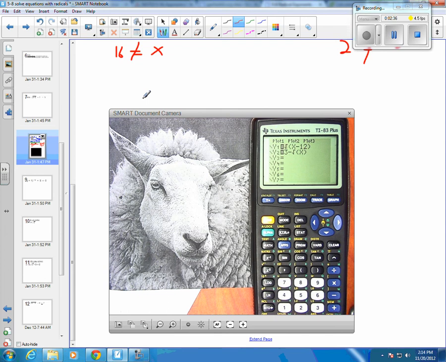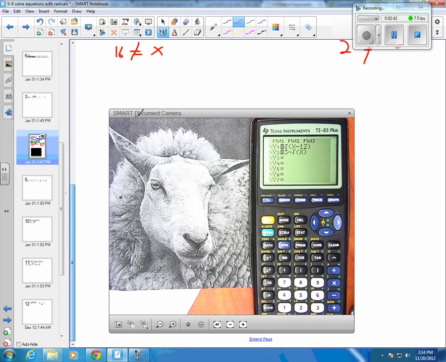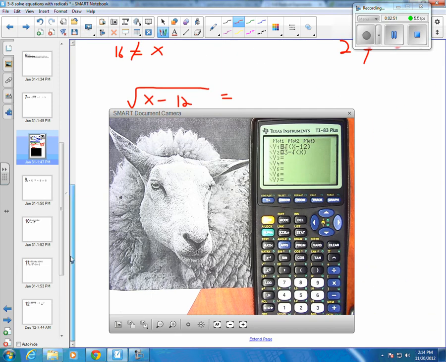remember we had our equation which was, let me go back up and copy that again, square root of x minus 12. So the square root of x minus 12, and we said that was equal to 2 minus the square root of x. So if I take these two parts, I want to see when they're equal, which means I want to see when they cross.